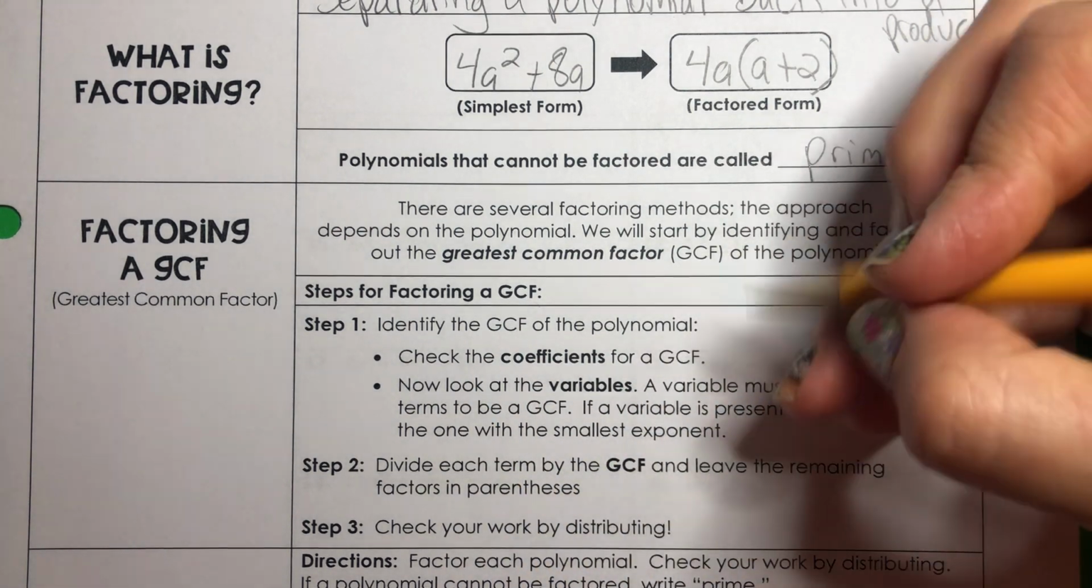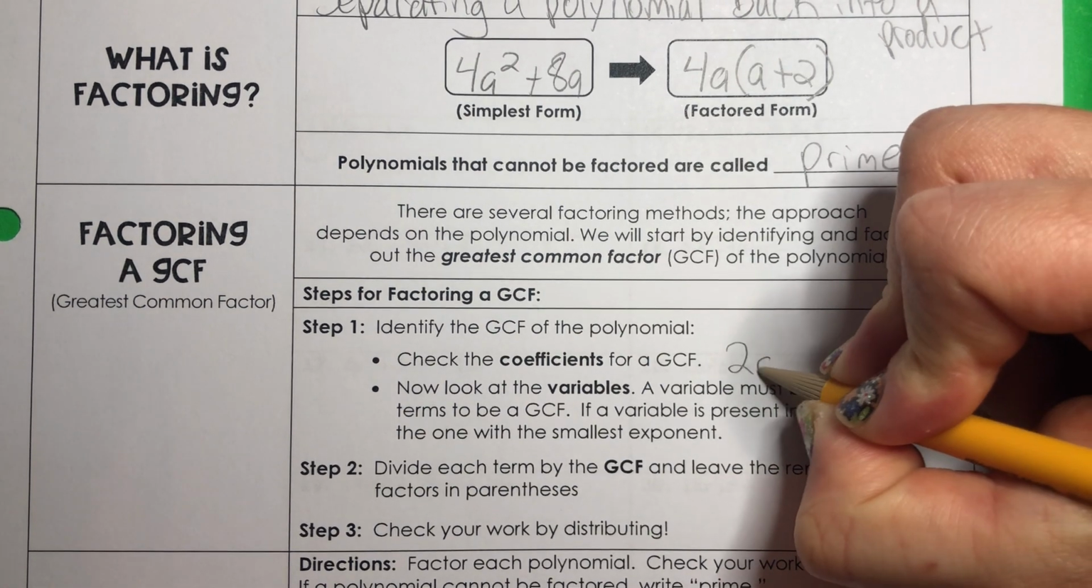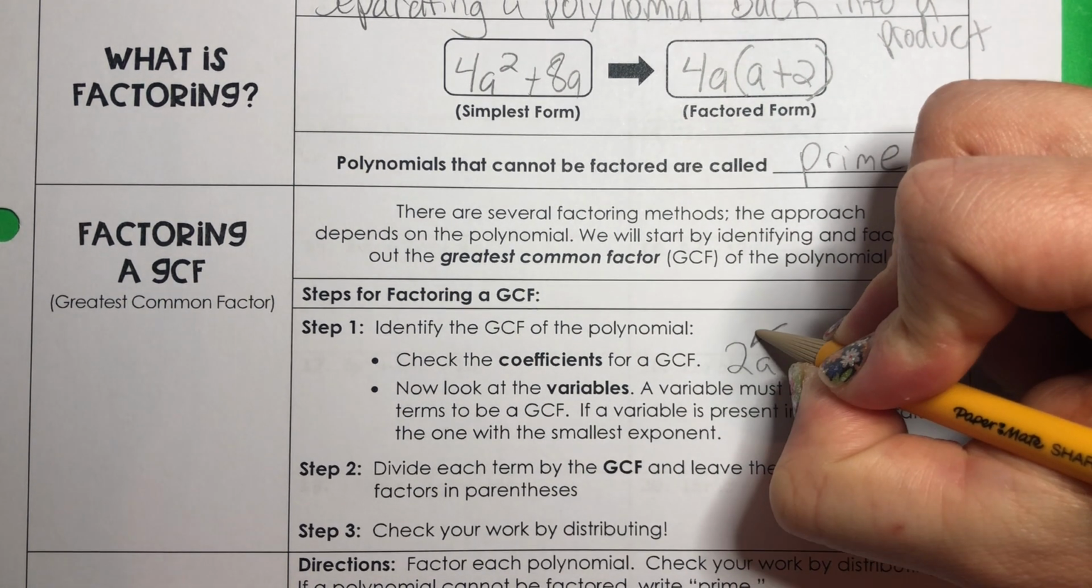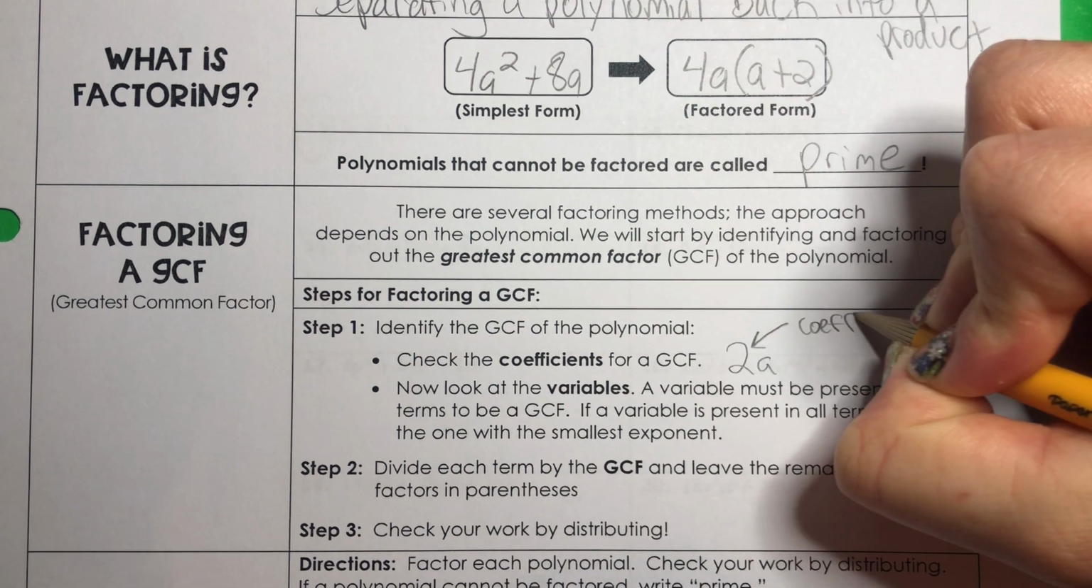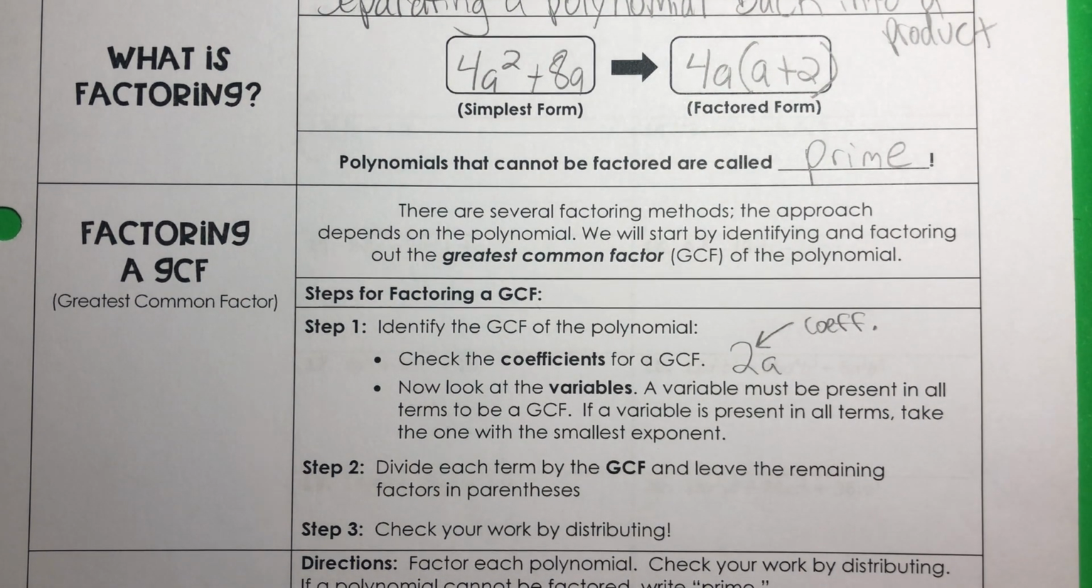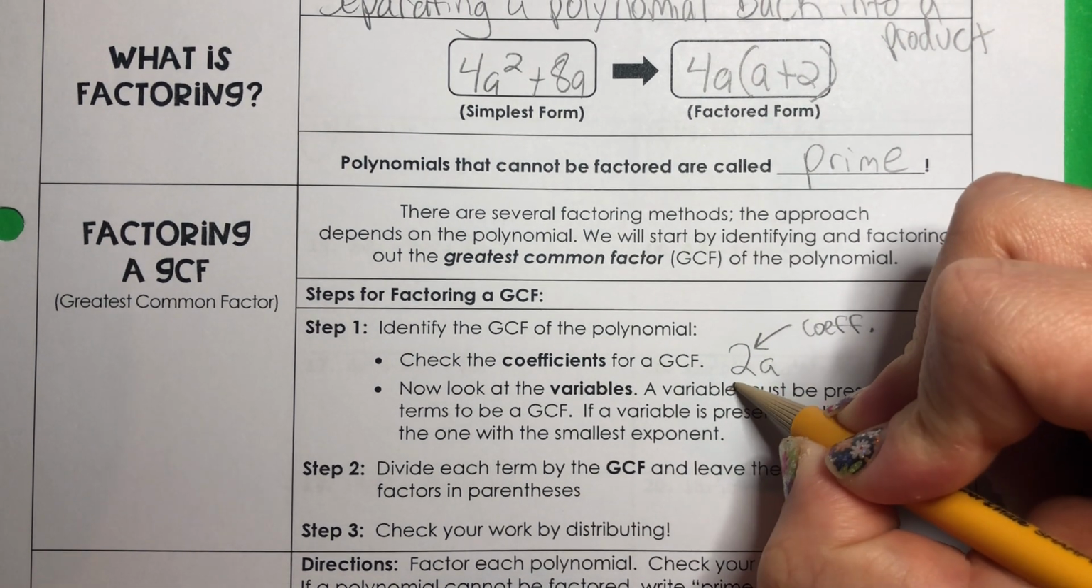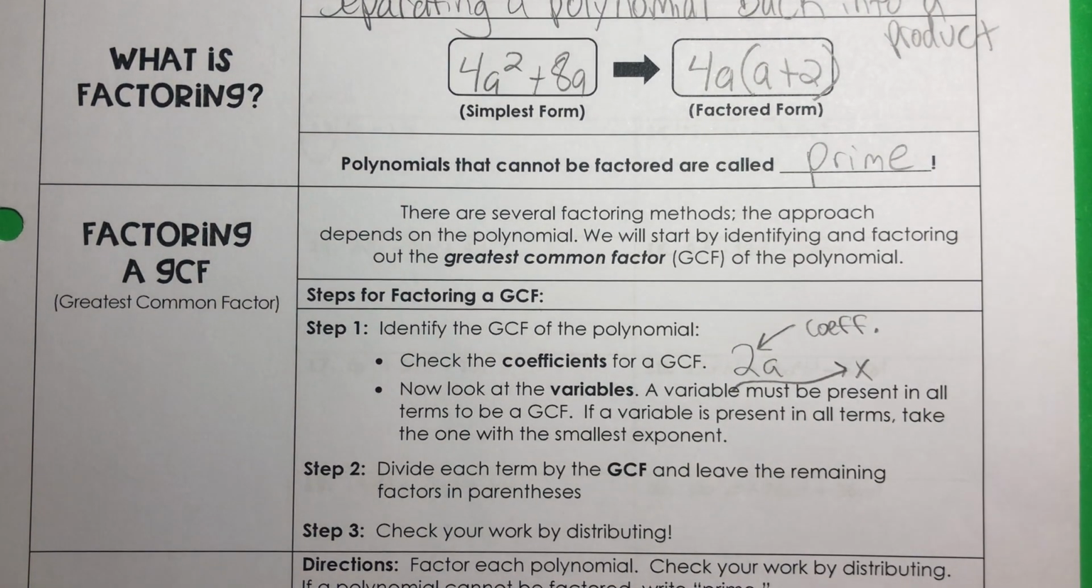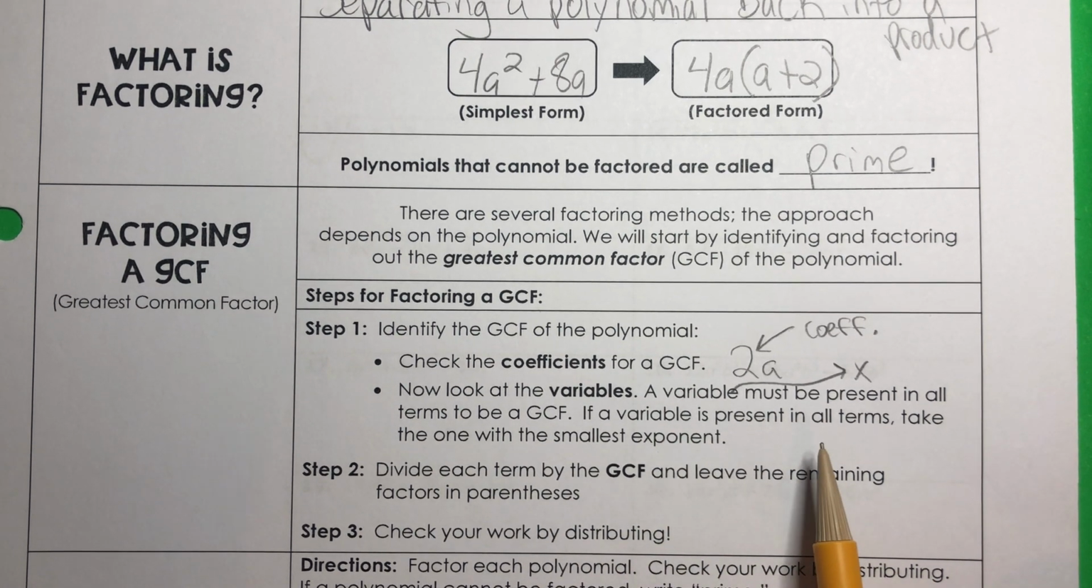Check the coefficients. So the coefficients are going to be the numbers that are in front of the variables. Okay, so if I write 2a, the 2 is the coefficient. Okay, the number's in front. Now you look at the variables. Okay, the variable, if it's part of the greatest common factor, the variable must be present. So a variable is any letter. For example, the letter x. It's got to be present in all the terms in order to be part of the greatest common factor. If that variable is present in all the terms, you take the one with the smallest exponent out.